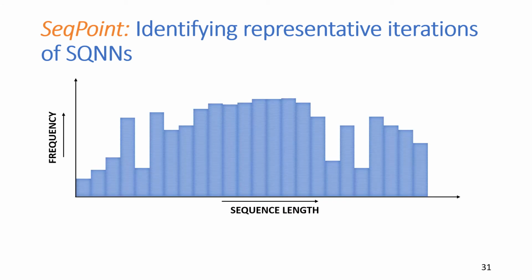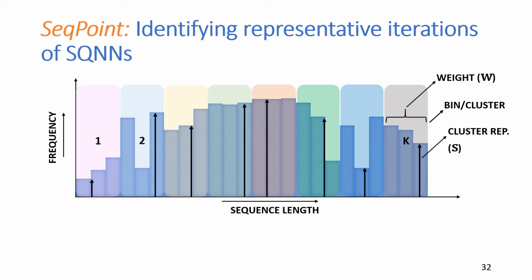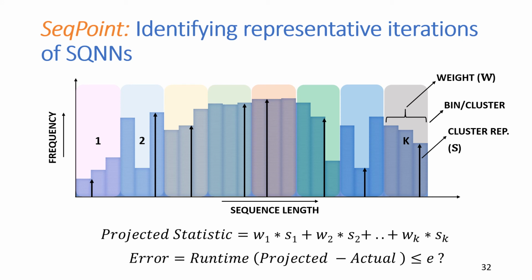I will now present the methodology using simple illustrations. The basic idea behind SeqPoint is, given a distribution of sequence lengths in the training run, as shown here, to bin it into a number of clusters. Then we find a representative sequence length from within a cluster such that its runtime is close to the average of the cluster runtime, and we assign it a weight corresponding to the size of the cluster it belongs to. We then use this equation at the bottom to project the total training time, and we find the error between the actual and the projected training time.